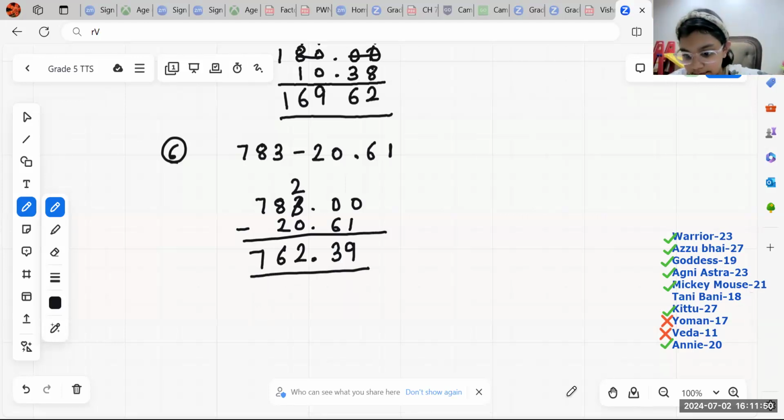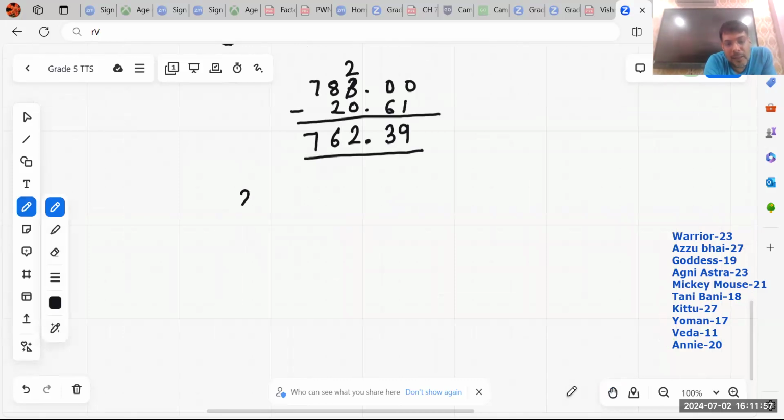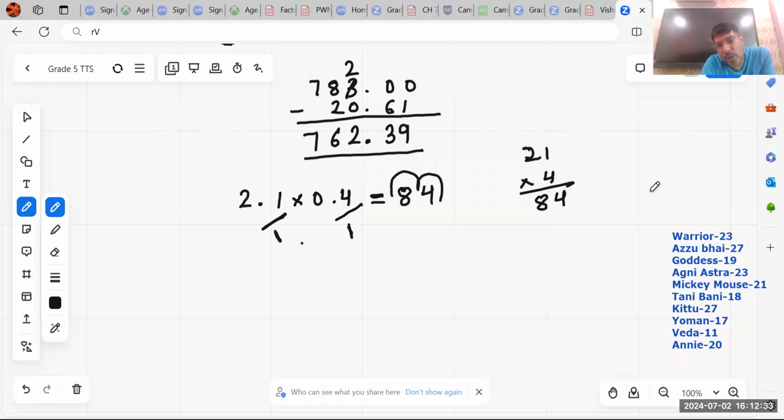Sir, understood. Understood. So, now we will go to multiplication of decimals. It's pretty easy. Suppose you have 2.1 multiplied by 0.4. We count the digits after the decimal. How many digits are after the decimal? 1. How many digits are after the decimal? 1. Then we multiply normally without worrying about the decimals. So 21 into 4 is 84. So I will write 84 here. Now I will shift my decimal 1 plus 1, two places. So 1 shift, 2 shift. So my answer will be 0.84.